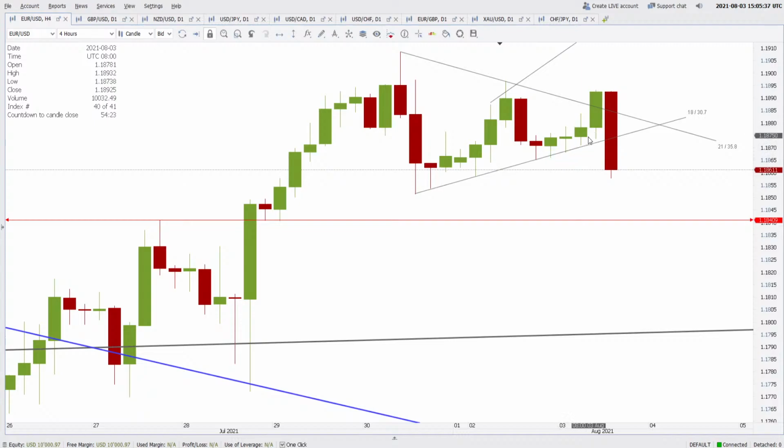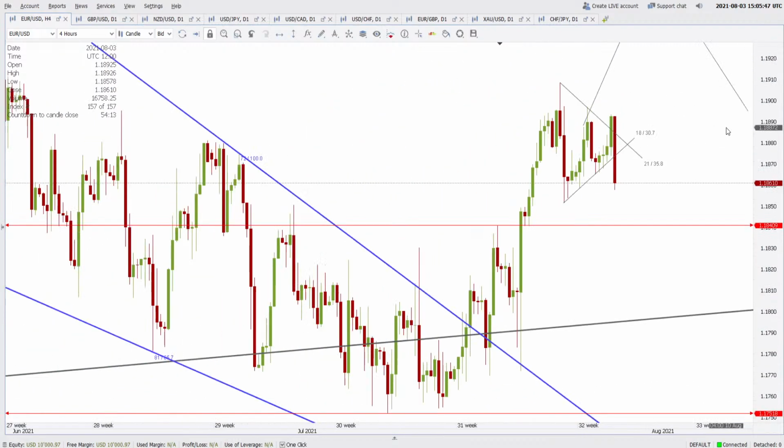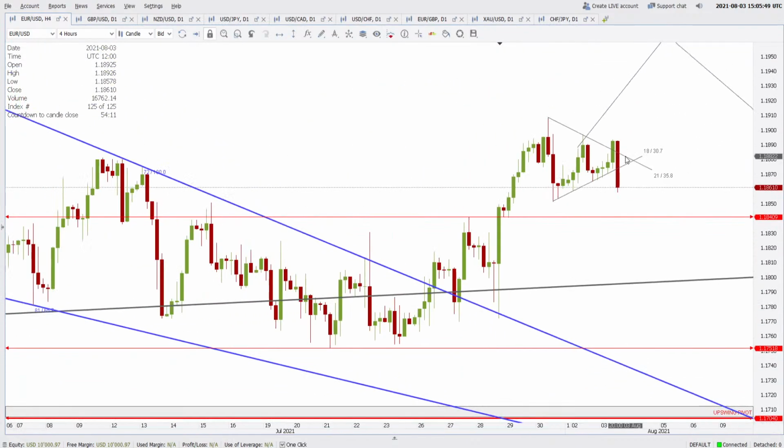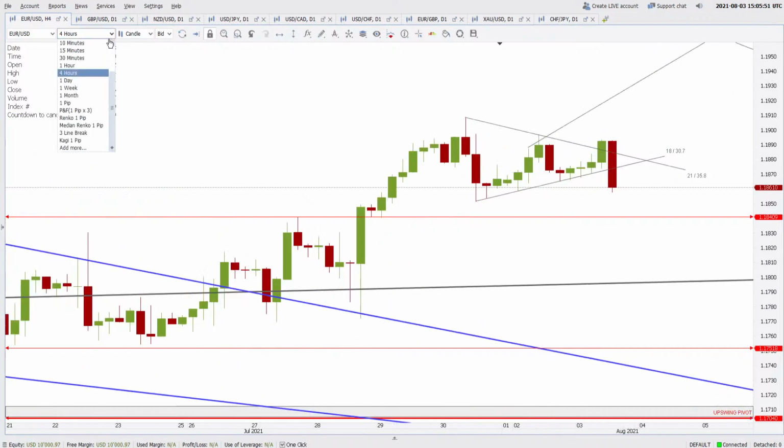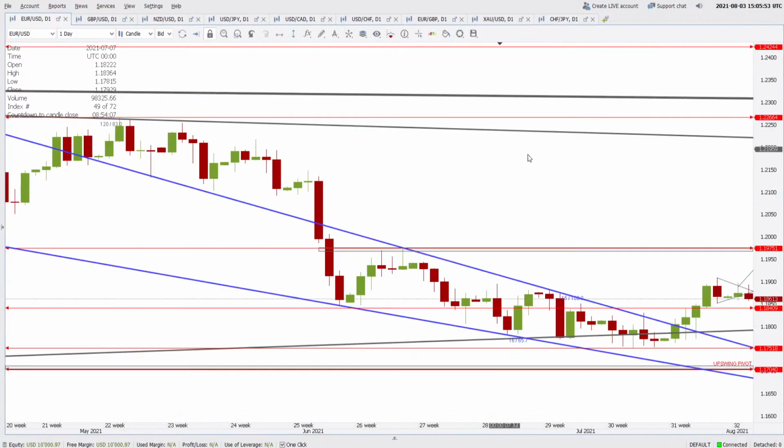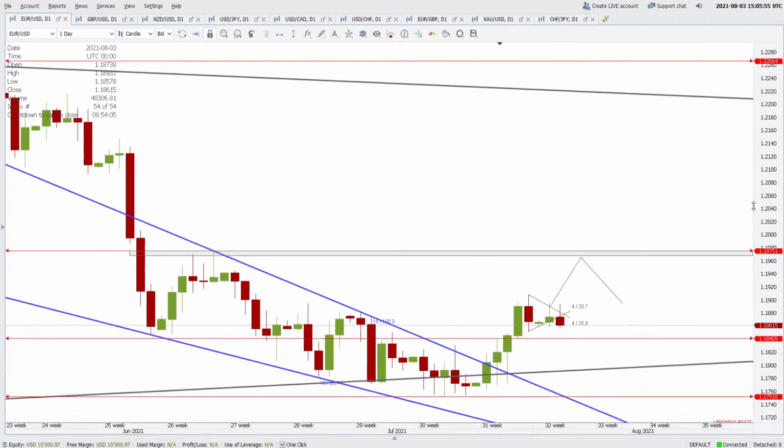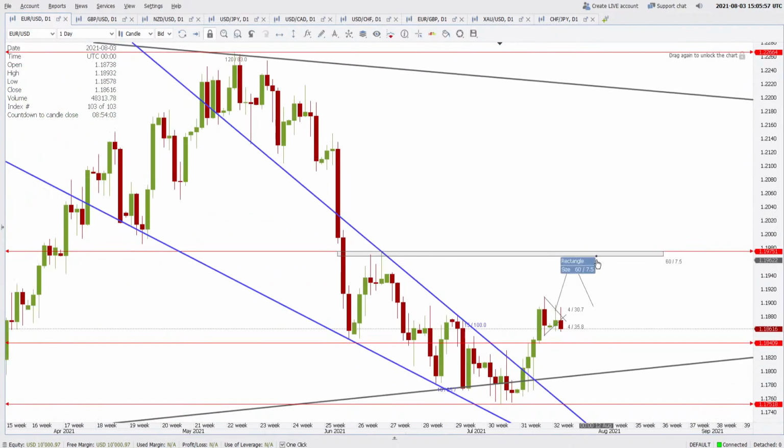Yes, and it seems like the price has closed outside the symmetrical triangle. In this case, anybody would like to open a buy position here with the target to the upside. But if you switch to the daily chart, you will see that no, it is actually giving you a bearish pin bar, and that too at the resistance. So it is an entirely different scenario.